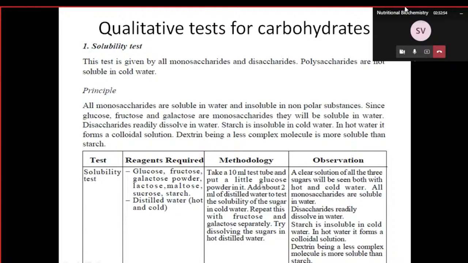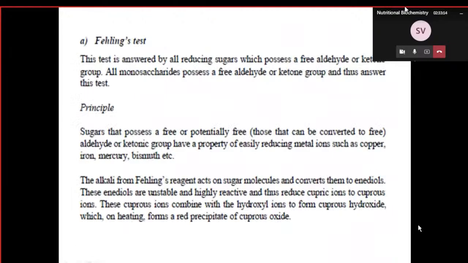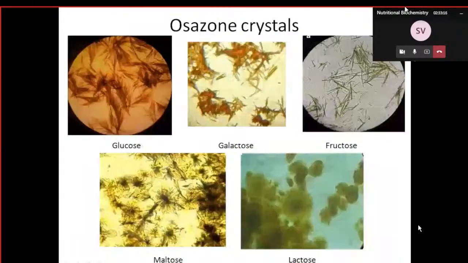Put a little of the carbohydrate sample. You will not mention glucose here because I am giving you unknown carbohydrates. So you will write it accordingly. You will say, take a small amount of the carbohydrate sample given, add distilled water to it, dissolve it. That is the methodology. In the test, you will be writing that.